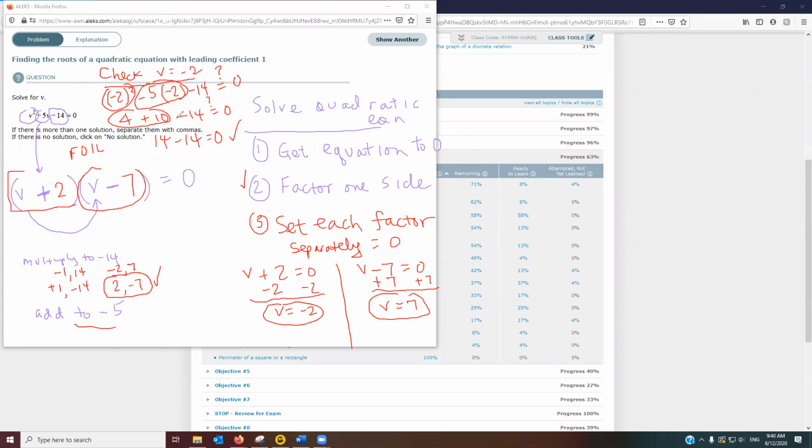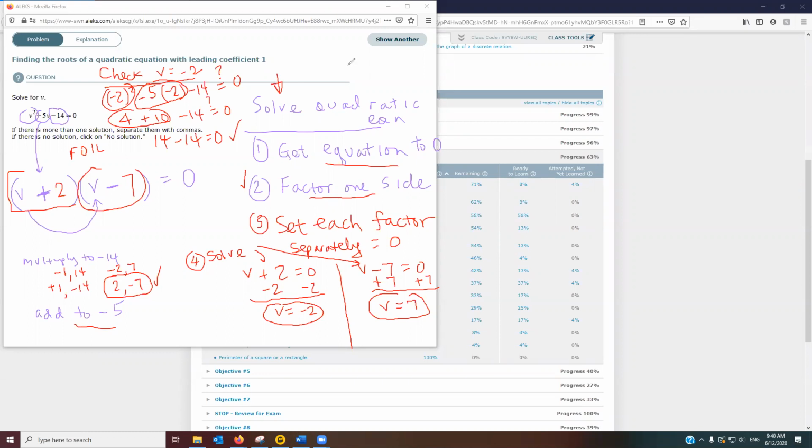Okay, so these are the 4 steps. Step 1 is get the equation set equal to 0. Step 2 is factor one side. Step 3 is set each factor separately equal to 0. And step 4 is solve each one of these equations, where you take each parenthesis and separately set it equal to 0. This is the step-by-step of how to solve a quadratic equation. Okay, you're going to need this method in Objective 4.